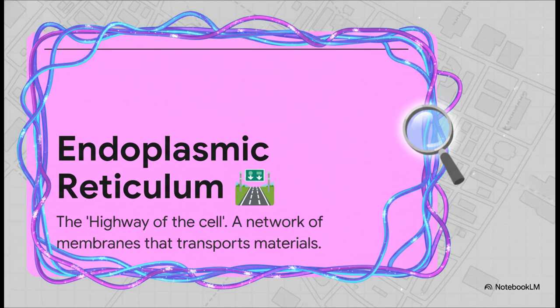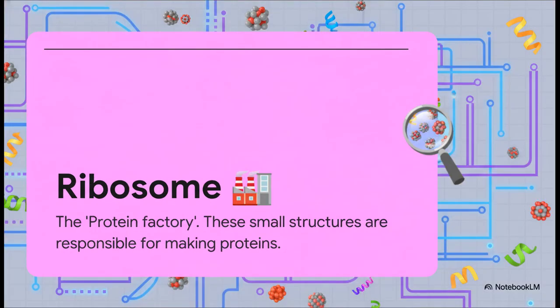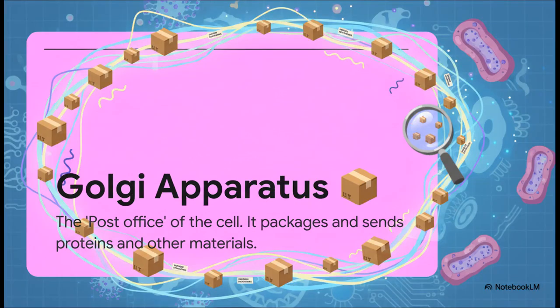This is the city's highway system, moving materials from one place to another quickly and efficiently. And if you look closely, dotted all along those highways, and, well, pretty much everywhere, you'll see these tiny little specks. Those are the ribosomes. Don't let their size fool you. These are the factories, the construction sites. Their one and only job is to build proteins, which are the workers and machines that do almost everything in the cell.